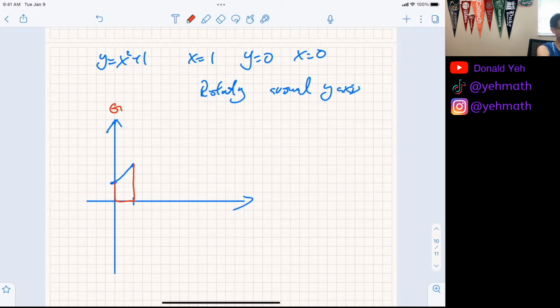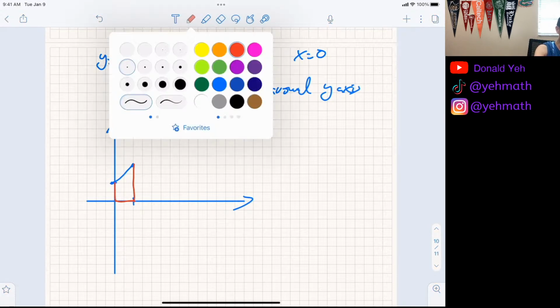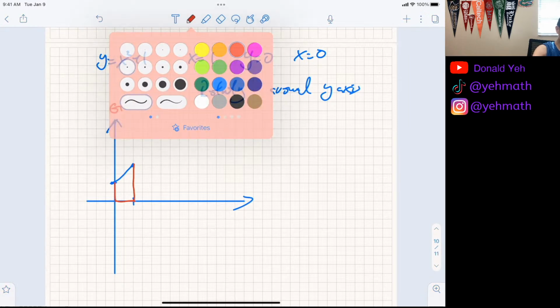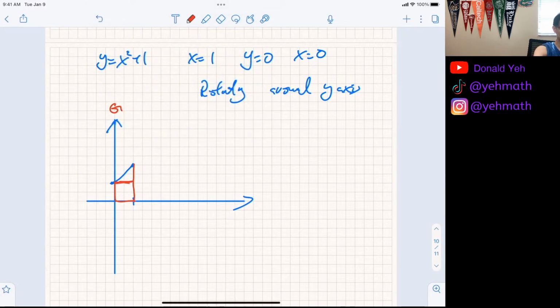Okay, so this one had to be done with 2 pieces. Why did it have to be done in 2 pieces? Because you had to cut this into 2 pieces. We'll talk more about it tomorrow.